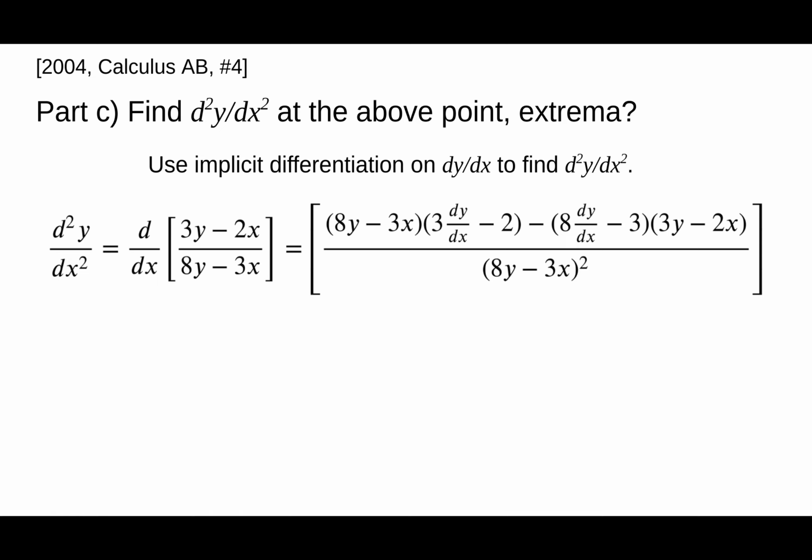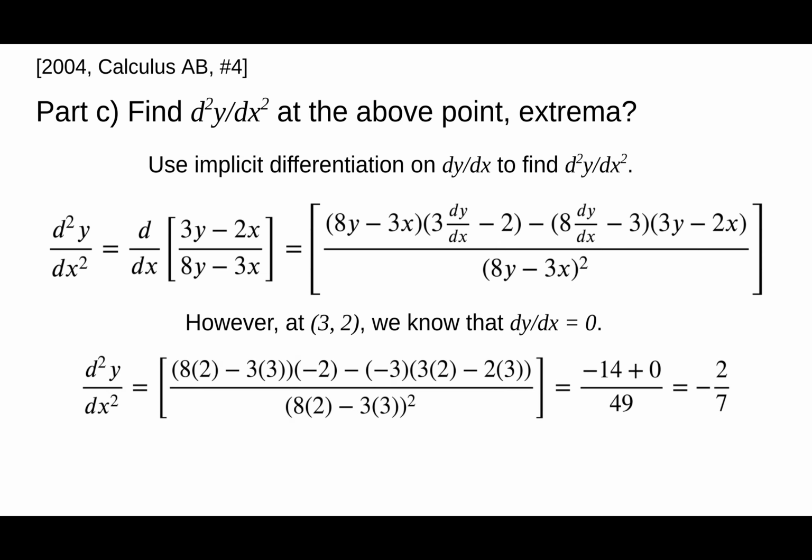Now, in the previous part of this question, we determined that dy/dx specifically at the point (3, 2) takes the value of 0. We can use that to our advantage here. Since dy/dx at the given point is 0, that simplifies the expression a little bit. So when we evaluate this using x equals 3 and y equals 2, some of the terms will cancel out, makes the arithmetic a little bit easier, and we get d2y/dx squared at (3, 2) equal to negative 2/7.